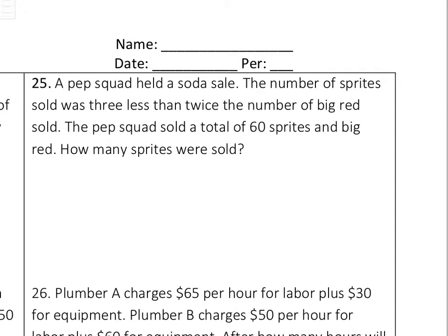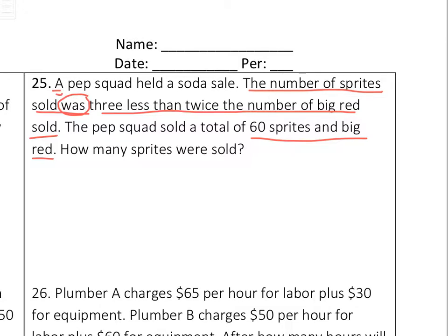First thing you should do is start underlining some important information. So the number of Sprites sold was, this word was or is, this means an equal sign. And then 3 less than twice the number of Big Red sold. Pep Squad sold a total of 60 Sprites and Big Red. What that means is the Sprites and Big Reds added together should give you 60.